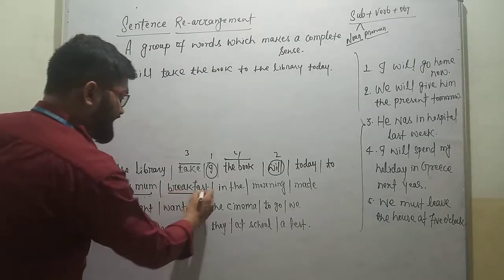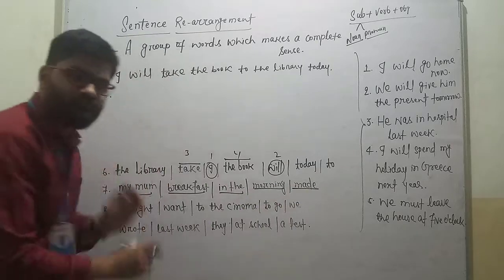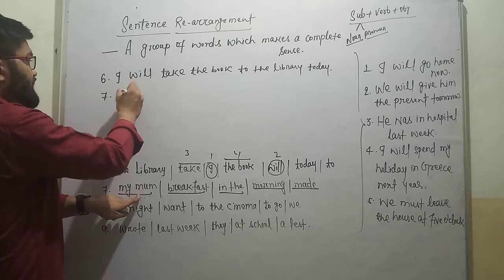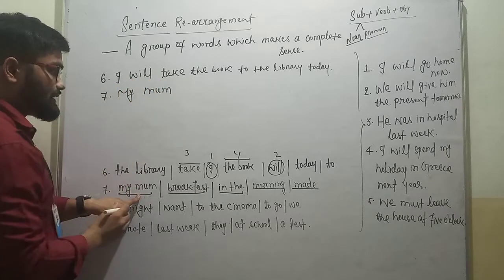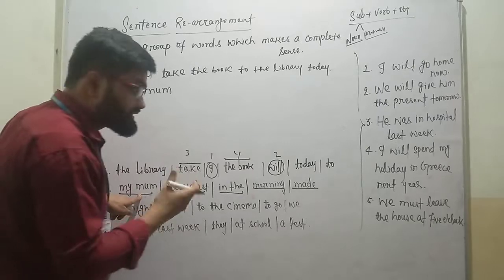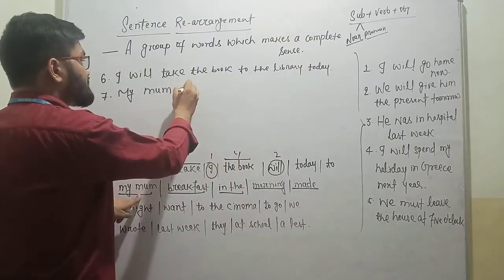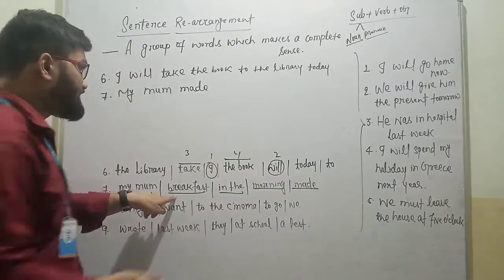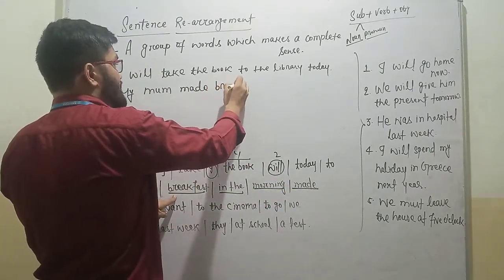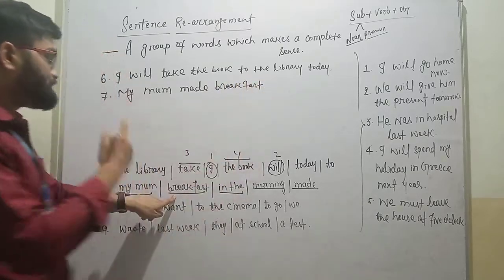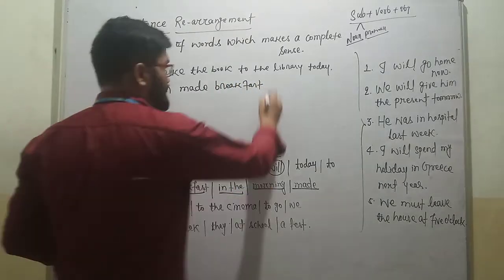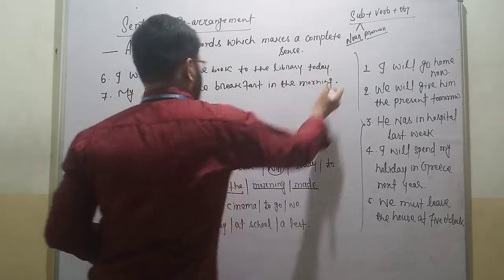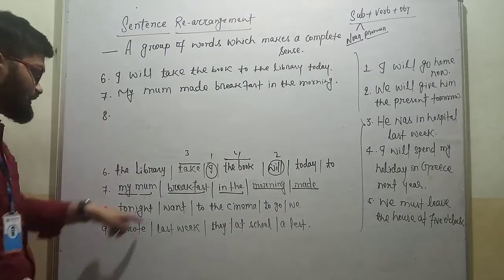My mom breakfast in the morning made. Very simple. My mom did something, so my mom is the subject. So please write, my mom. So my mom did what? My mom made. So it is the second number. So my mom made what? Breakfast. So my mom made breakfast in the morning. This is how we completed the 7th. Let's go for the 8th one.